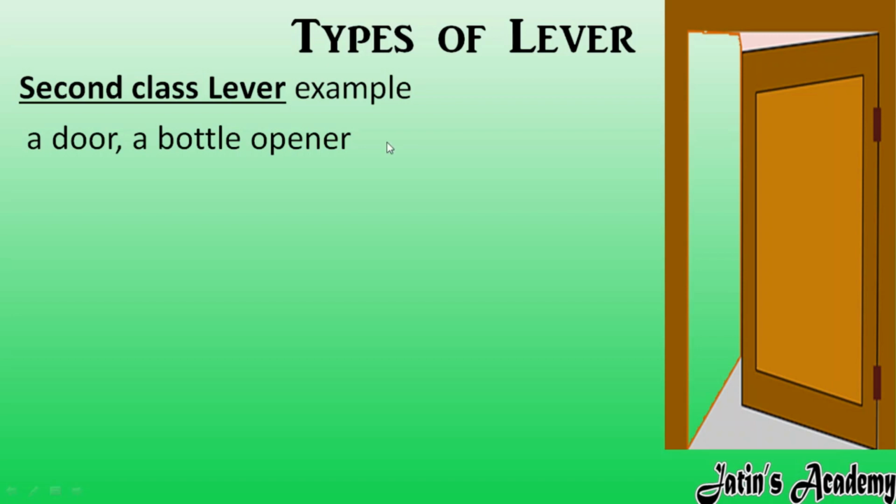So firstly I will draw the basic diagram for second class lever. The basic diagram for second class lever is like this. Here in this case, load is in the center, fulcrum is on one side and effort is on the other side. Okay. So in the case of second class lever, first we have the example of a door.